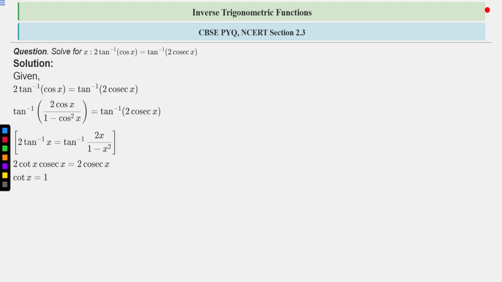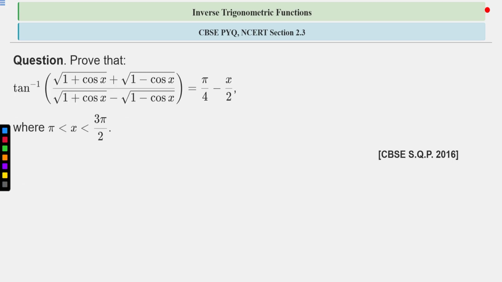Since cosec x cannot be equal to 0, because we know that cosec x lies between minus infinity to minus 1 union 1 to infinity, we can cancel it out. So cot x will be equal to 1, right? So x will be equal to cot inverse 1, which is equal to pi by 4. Got it? Pi by 4 is the correct answer.